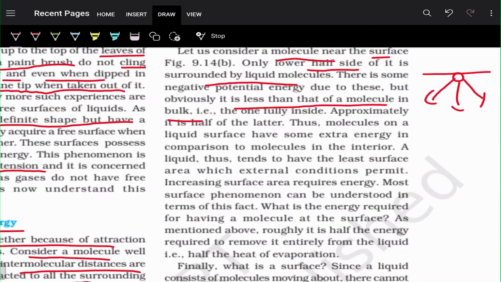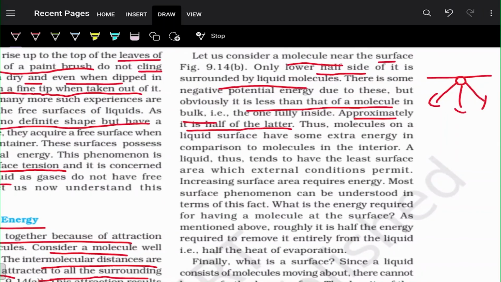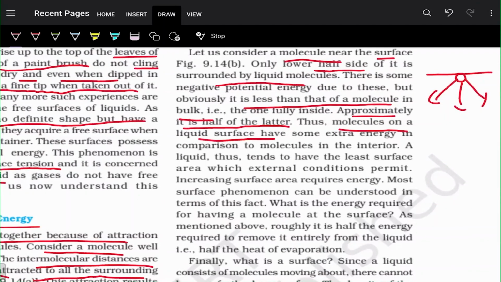Obviously, for the molecules inside. Correct? Actually, what it says is that approximately it is half of the latent heat, that is, a molecule well inside the liquid has more energy than half... rather, the molecule sitting on the surface has only half the energy of one inside. Thus, molecules on a liquid surface have some extra energy in comparison to molecules in the interior. Extra energy in the sense of negative energy, right? So there is extra energy. A liquid thus tends to have the least surface area which external conditions permit.